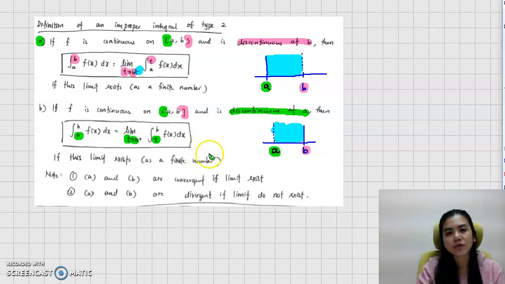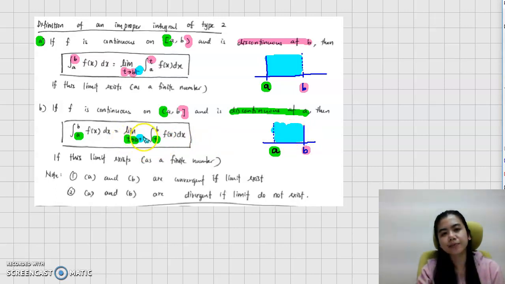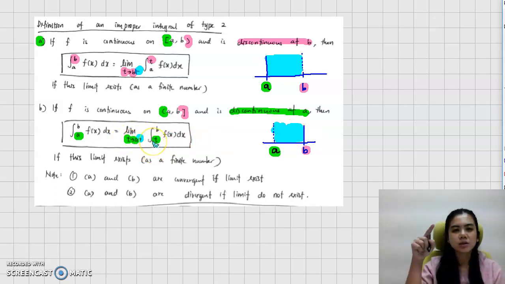But look at the region. The region here is on the right, so it is approaching from the right-hand side. That's why we have a positive sign here. So this is supposed to be t approaching a from the right, a plus.